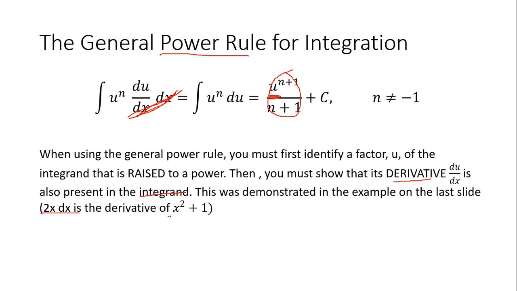2x dx is the derivative of x squared plus 1, because we know if we take this down, we'll get 2x, and then we have dx with respect to x.